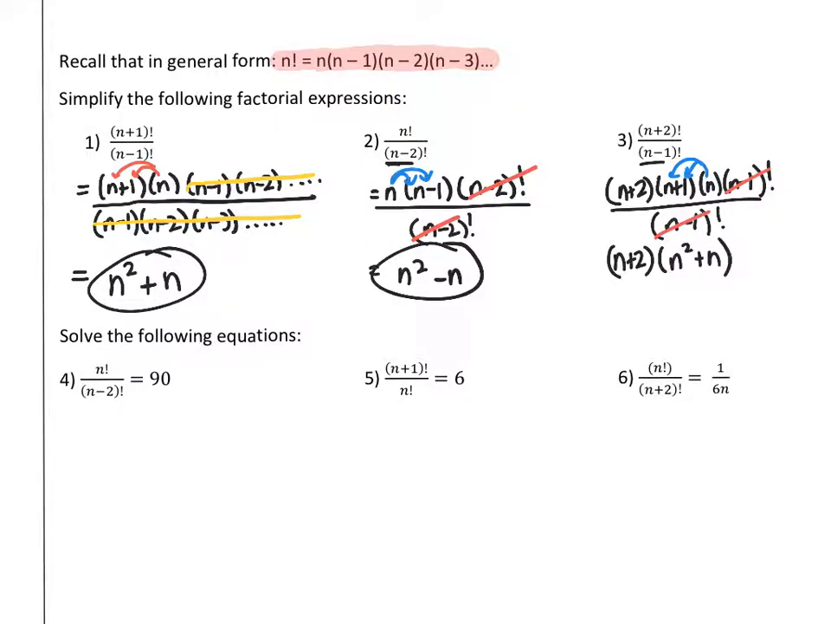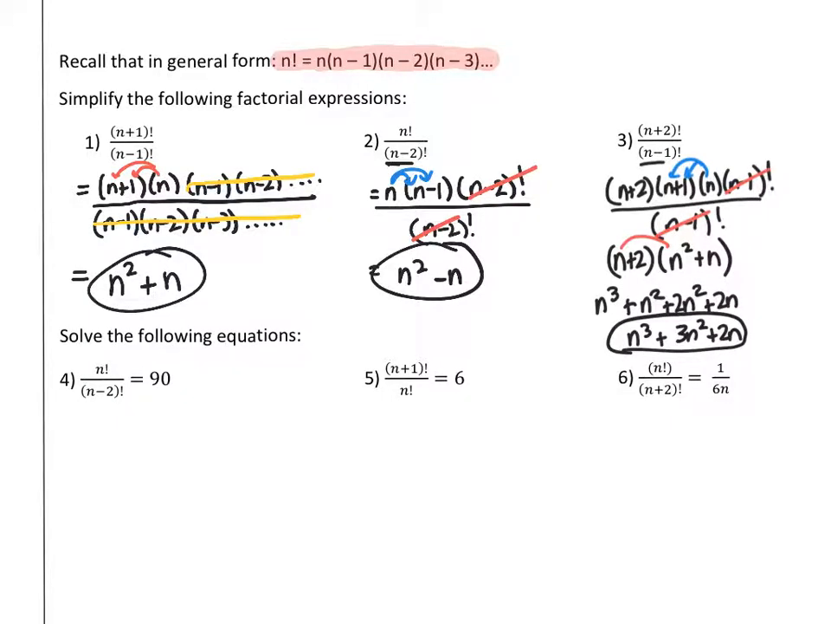It doesn't matter what order you multiply in, right? And then I'm going to multiply through this bracket. So this is going to be n cubed plus n squared plus 2n squared plus 2n, which simplifies to n cubed plus 3n squared plus 2n.